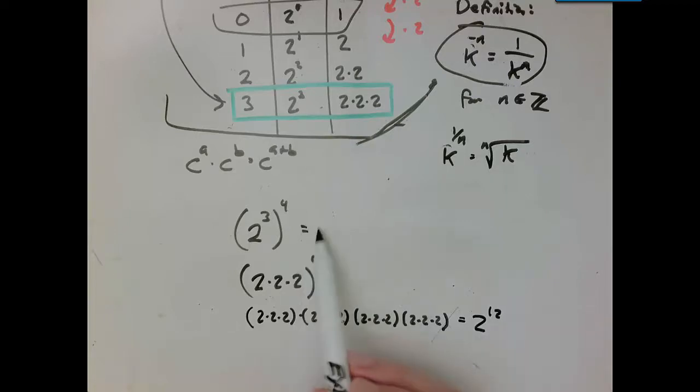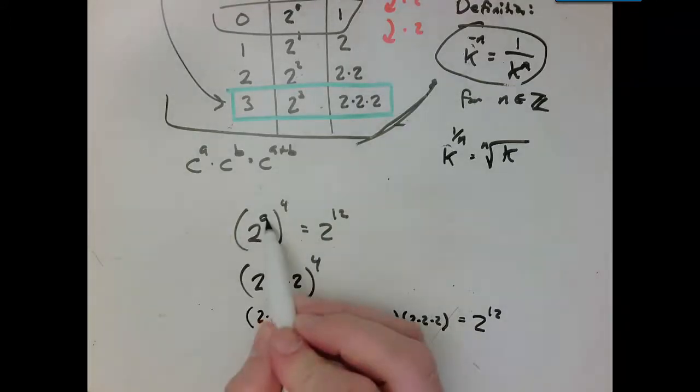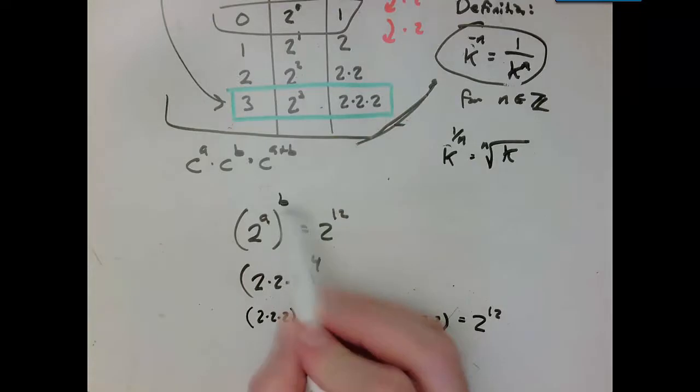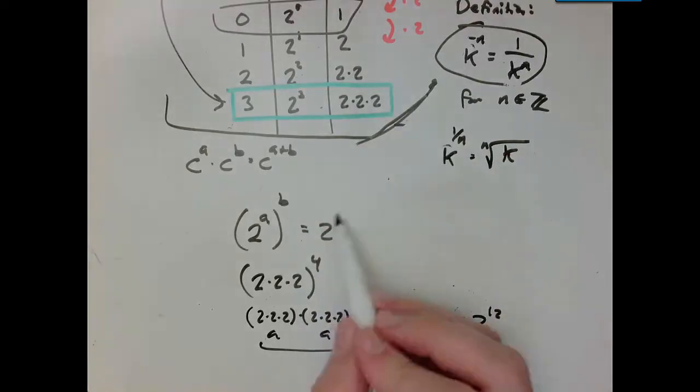And so if we're going to generalize this, you can see that if we've got 2 to the a and then raise that to the b power, then here I'll have 2 times itself a times, and then those a repetitions of 2 are being repeated b times. So if this is a times, a times, a times, a times, and then this is b a's, that's the same thing as a times b.